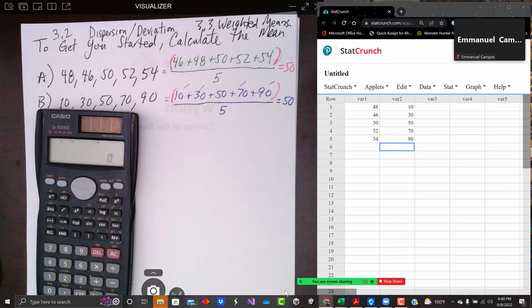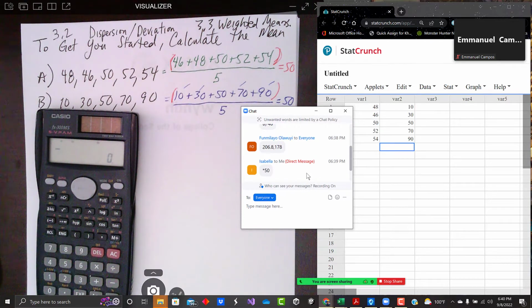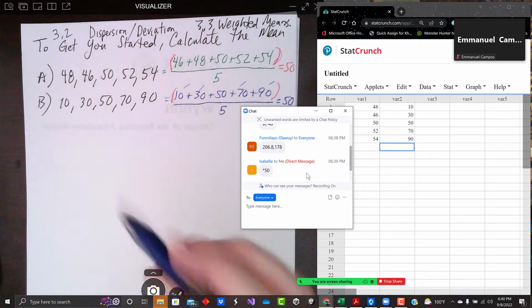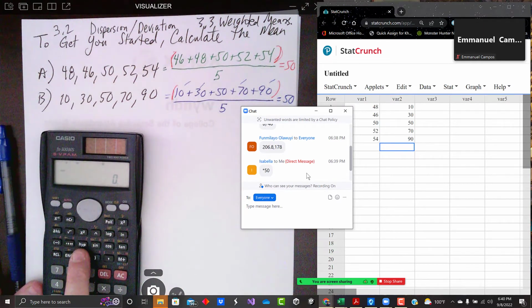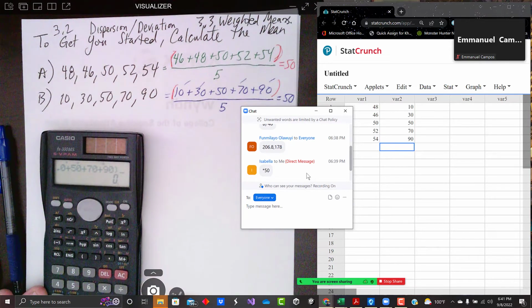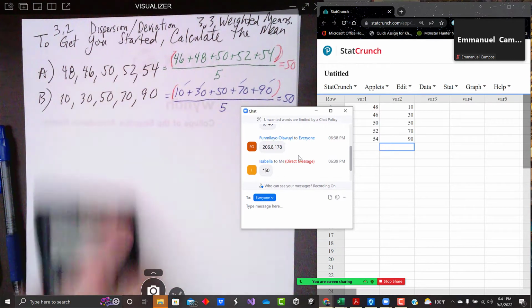So this is kind of a great learning opportunity because Malayo had 206.8 and 178. I want you guys to see that. If you've done it without hitting enter first or using parentheses, some calculators have this parenthesis key button. 10 plus 30 plus 50 plus 70 plus 90 in the parentheses, divided by 5, you get 50.